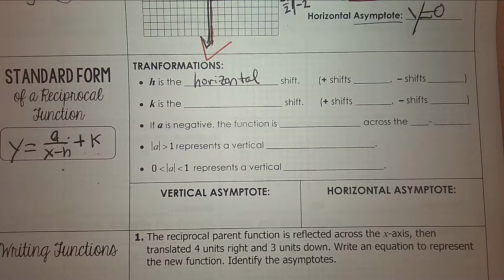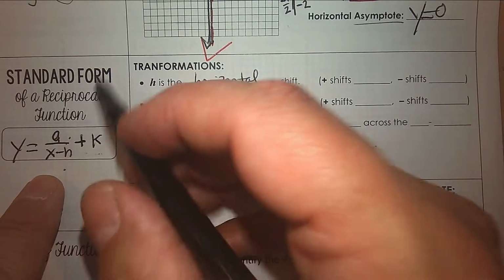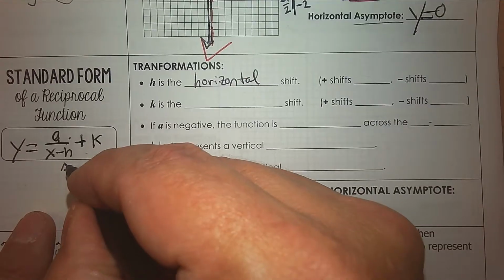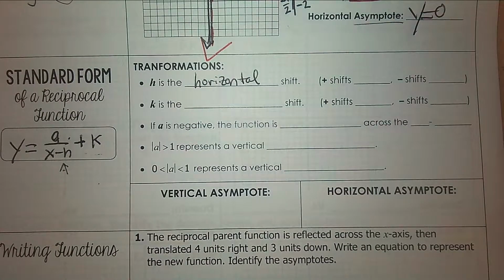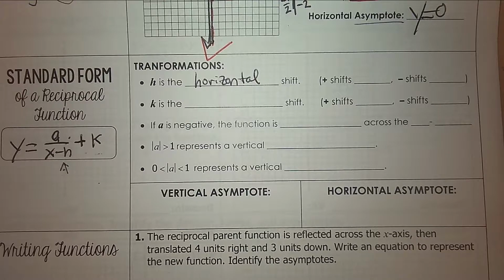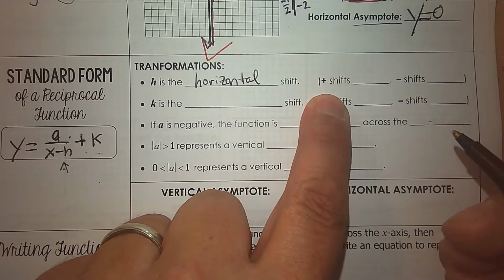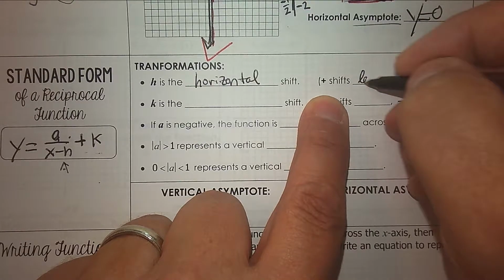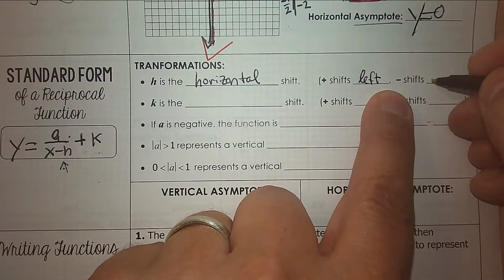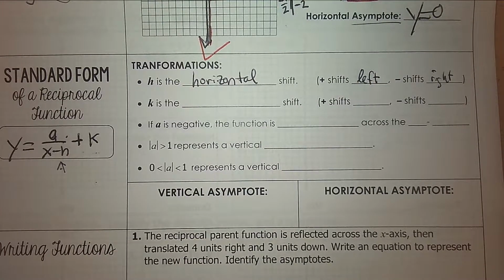So I'm going to tell you something simple. If it's inside the function, in this case, if it's reciprocal, if it's in the denominator, it's the inverse of what you see, like a 0. So if you see a negative, it's actually going to the right, and if you see adding, it's actually going to the... So if it's plus, what direction is it going? Left. If it's negative, what direction is it going? Okay? That's going to take practice to remember that when it's in the denominator, it goes in the opposite direction.